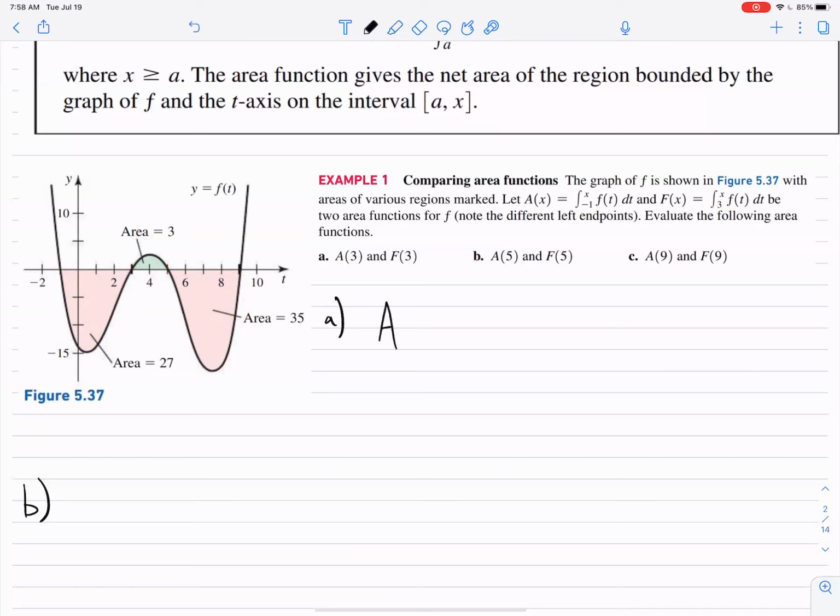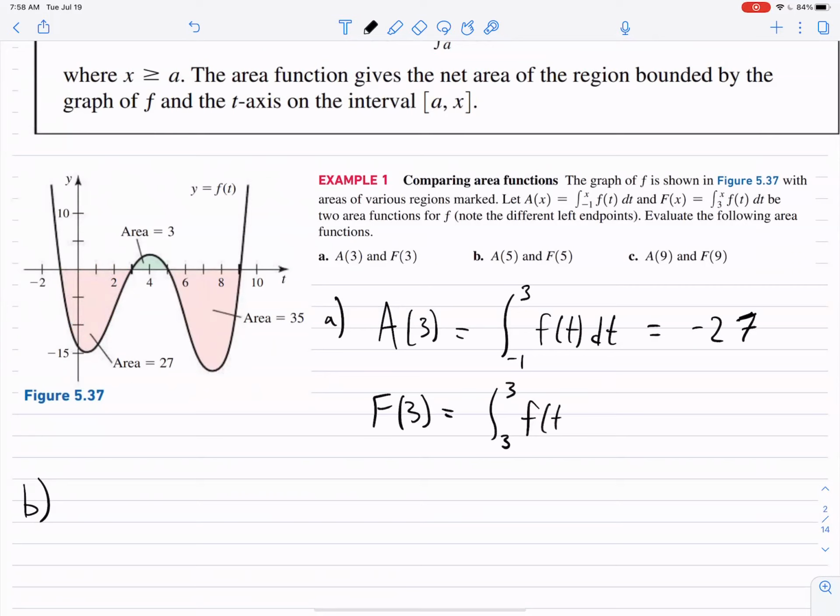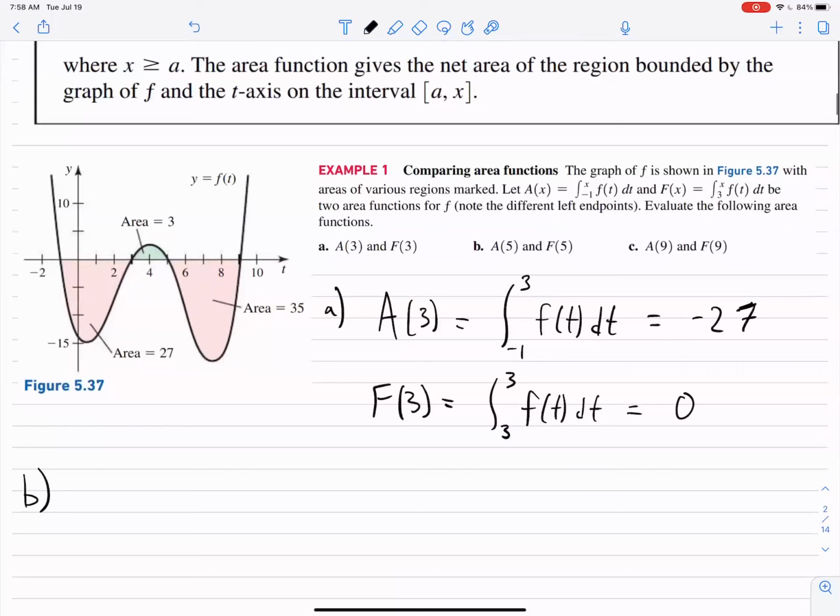Capital A of 3 is by definition the integral from -1 to 3 of f of t dt. And we know what that net area is. The integral from there to there gives us that area, which is 27, so it's -27. And then capital F of 3, well, that's the integral from 3 to 3 of f of t dt. And so that's just going to be 0, right? Because we're starting and ending at the same point.